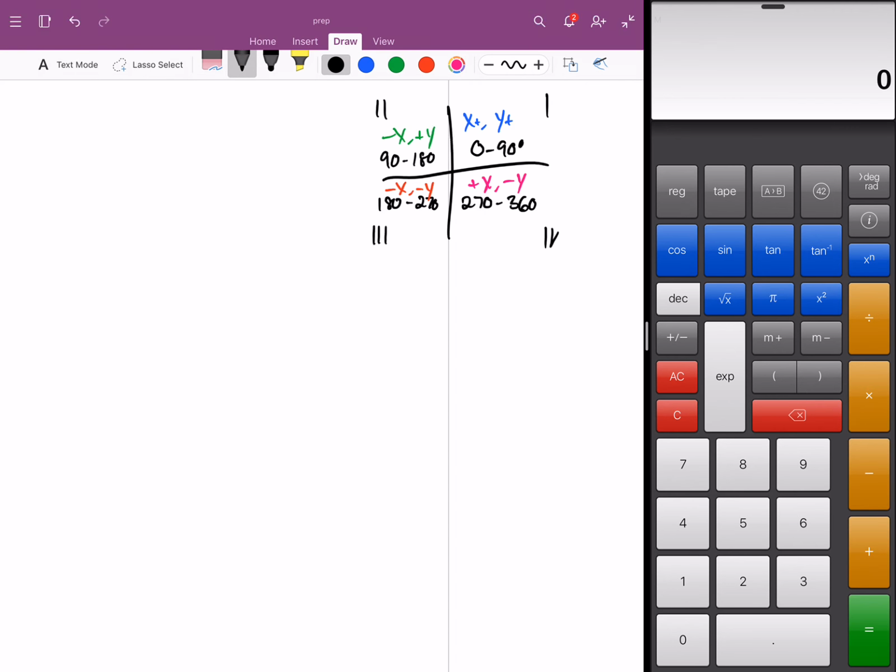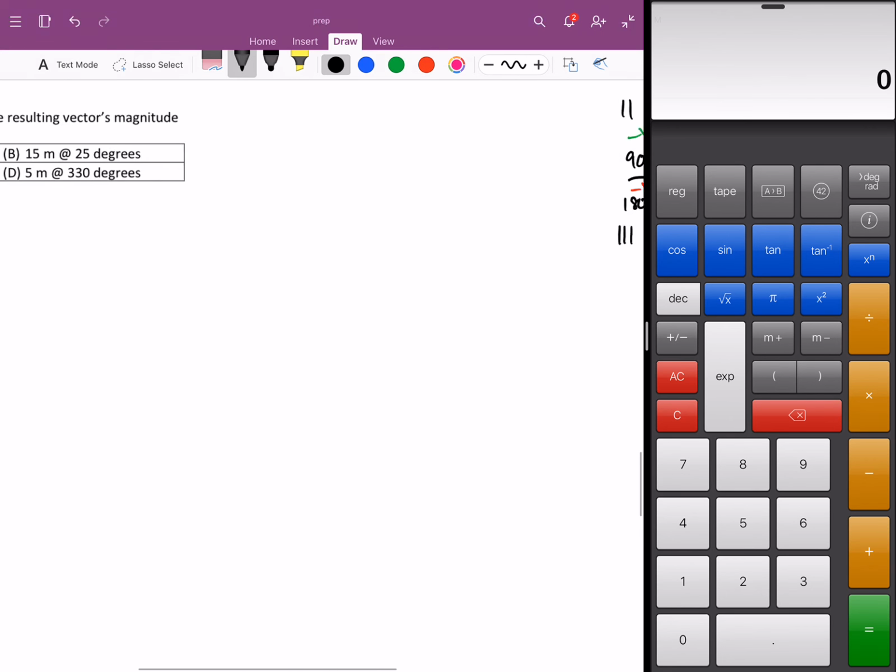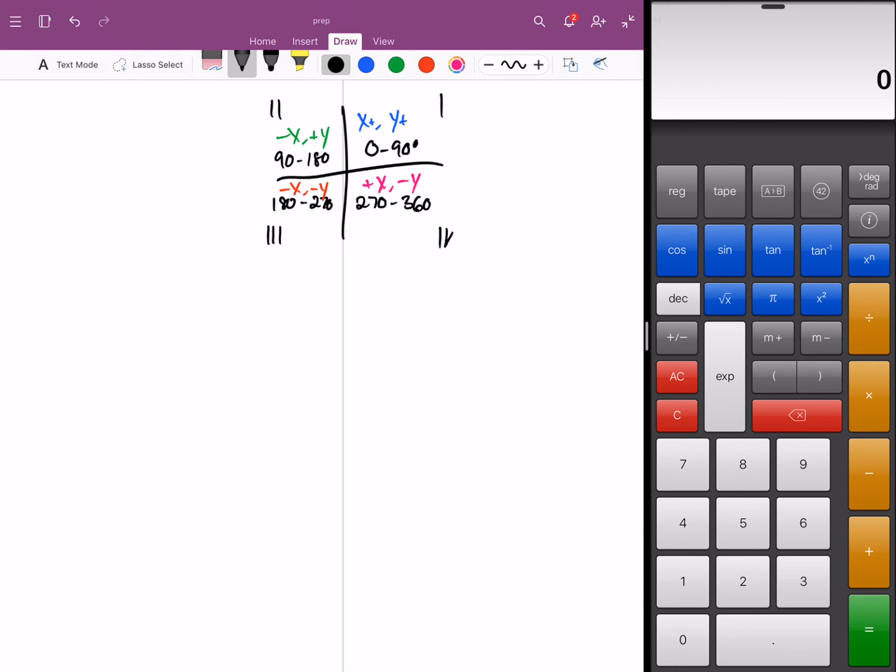Now let's refer to the question. You're given 4 different vectors with different degrees and magnitudes. So first let's go with A. A is at 170 degrees. This belongs to quadrant 2. Recall the graphs: 170 degrees is in the range of quadrant 2.